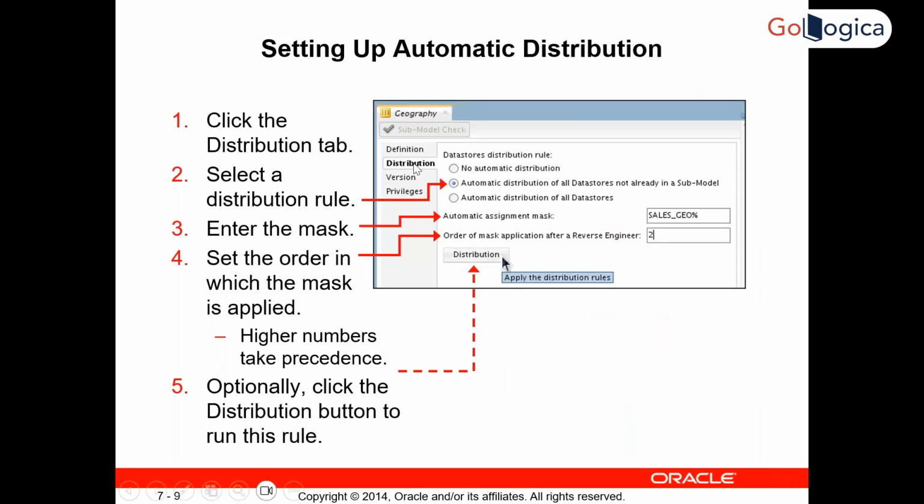As you can see in the submodel, we go to the distribution and define an automatic distribution, and we give the mask. For example, here it is given as sales underscore GEO. That means whichever tables have a name starting with sales underscore GEO will be part of this submodel. For example, I had tables like sales_GEO1, sales_GEO2, and like that about 100 tables. By giving this mask, all those 100 tables will be part of this submodel.